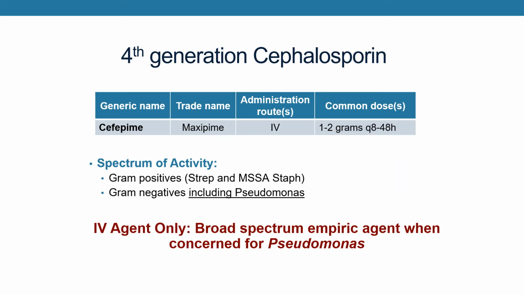There's only one fourth generation cephalosporin to remember, and that is cefepime. And the main things to know are that it covers a broad range of gram-positives, including staph and strep, as well as gram-negatives, most notably Pseudomonas. So clinically, this is a very broad spectrum agent that should only be used when we're concerned for infections such as Pseudomonas.